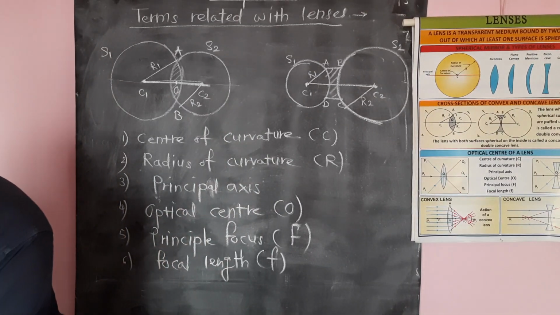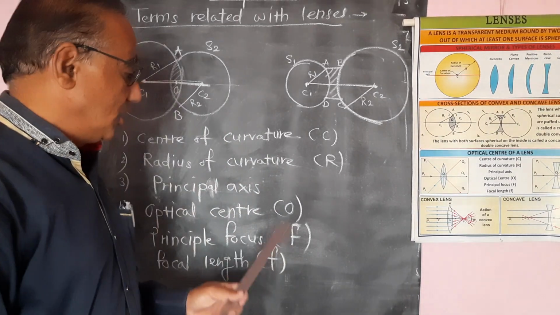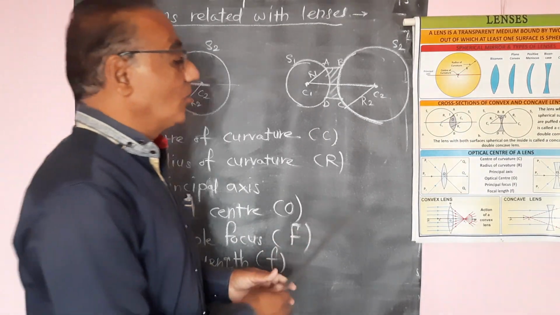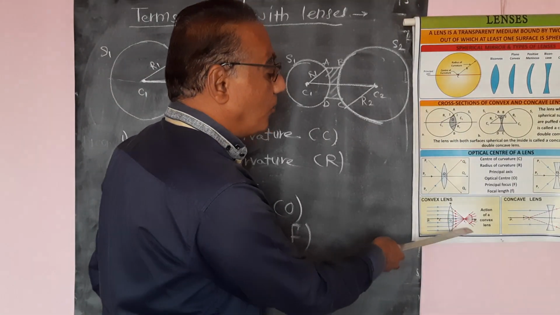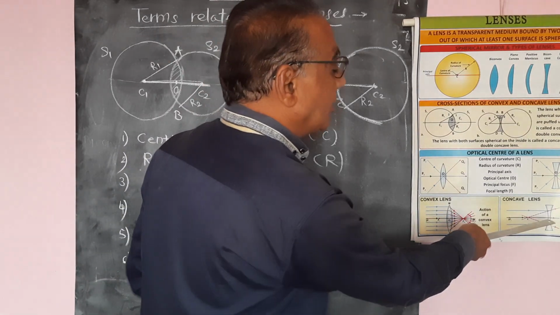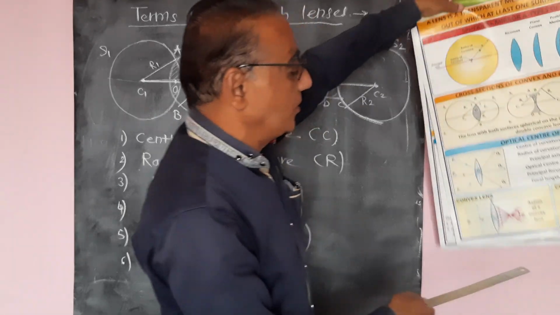Right? Now let us study about the principal focus, which is denoted by capital F. Right? Now here we find that the principal focus of convex lens and principal focus of concave lens is shown in this figure.